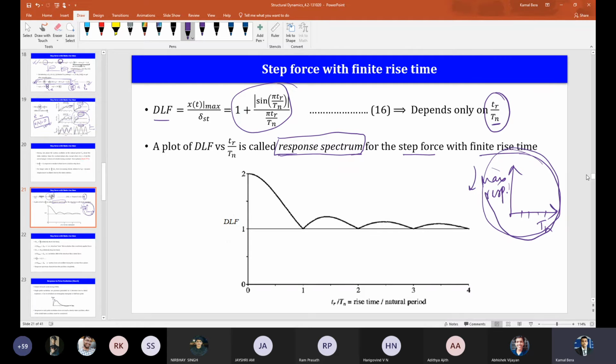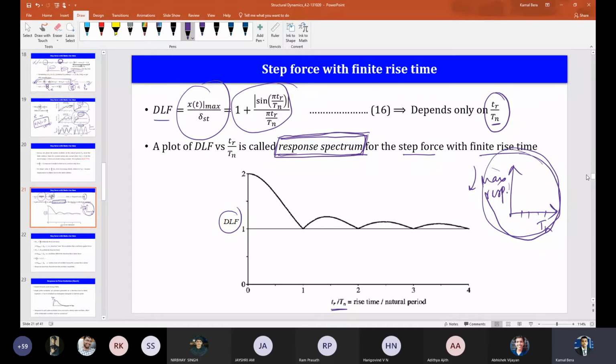If you later study earthquake engineering, you will find this terminology commonly used. But this is for the step force with finite rise time, so this is a kind of response spectrum. For shock type of loading, which we'll discuss next, it is called the shock spectrum. This is the dynamic load factor, the ratio we are plotting as a function of tr by tn.